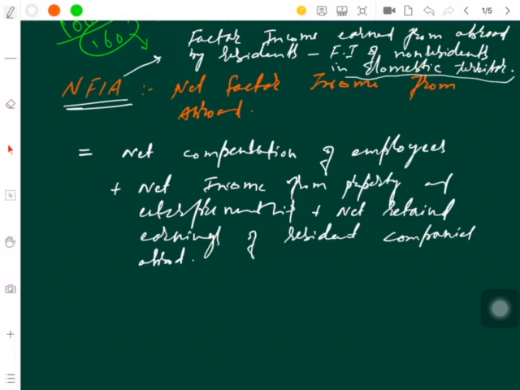So keep this thing that I am putting in a circle in mind for the time being. Then we will come upon all these concepts: how it is equal to net compensation of employees, what is net compensation of employees, net income from property and entrepreneurship, and earnings of resident companies abroad. We'll come upon it later. For the time being we are now able to understand very properly what NFIA is. For us, it is very important to understand what we are talking about.